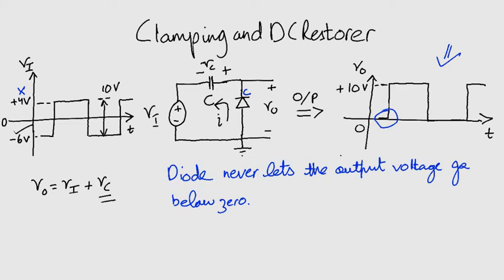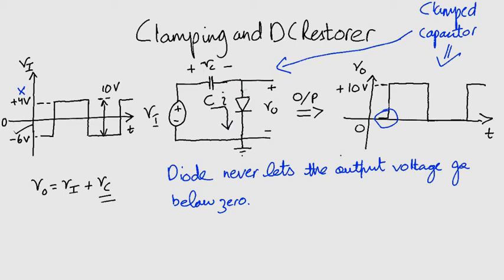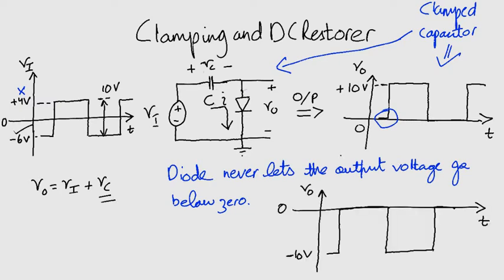This is why this circuit is called a clamped capacitor. However, if we reverse the diode polarity, you will see that the highest peak of the output waveform will be clamped to 0 volts, something like this. In both cases, the output waveform will have a finite average value or DC component unrelated to the average value of the input signal.